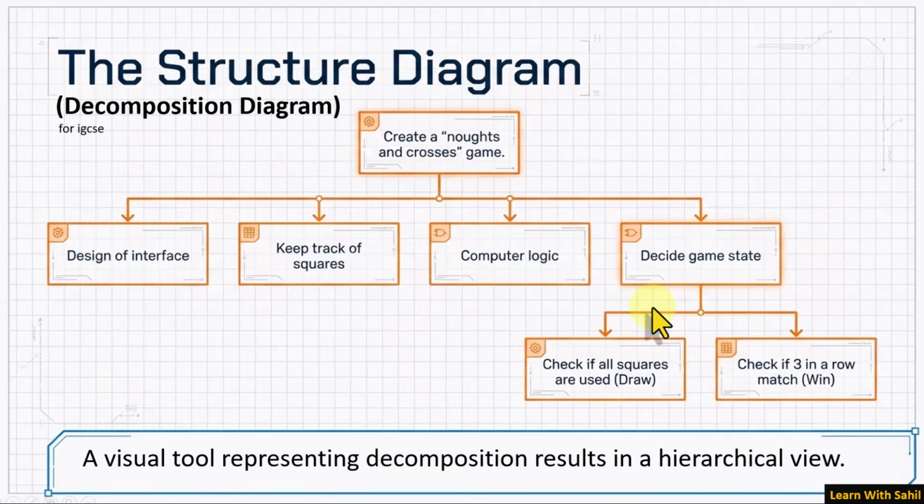And we will keep decomposing until we get to very simple or easy problems to solve. Okay, so for example, decide game state is further divided into two subproblems. Check if all squares are used, which is a draw, or check if three in a row match. Okay, so that is a win. So this is an example of a structure diagram.